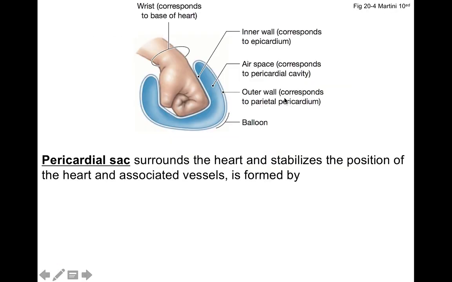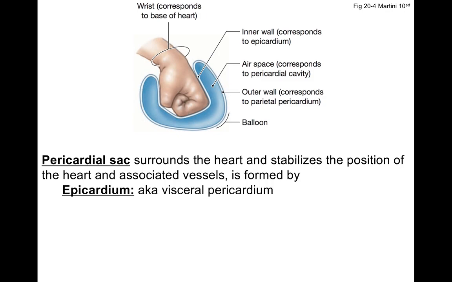Now, the pericardial sac surrounds the heart and stabilizes the position of the heart and associated vessels. The pericardial sac is basically a way of imagining this: if you take a balloon and put your fist into the balloon, you basically end up with something that approximates a pericardial sac. You can see it has an inner wall and an outer wall, and between these inner and outer walls is a space. So this is the pericardial sac.